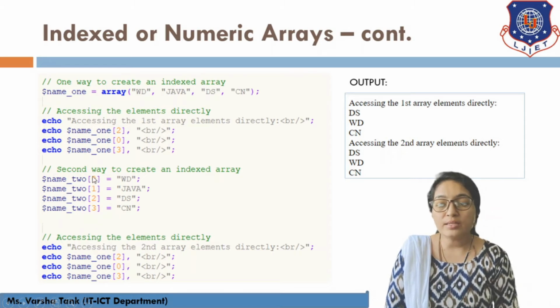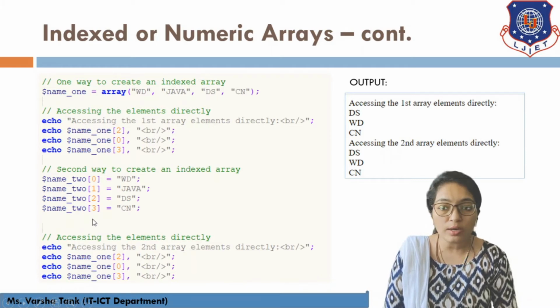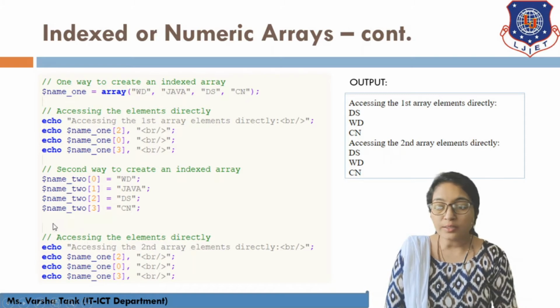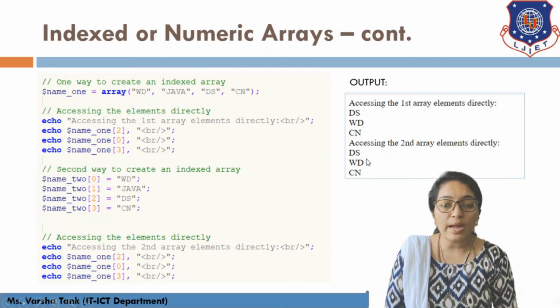Here we are assigning the element at a particular position, so it will consider the value at that particular position only. By default it will consider 0, 1, 2, 3, etc. Got it? Now accessing the elements directly. Again, the same way that we used over here, we can use over here to print the value directly. So here you can see the same output, that is DS, WD and CN.